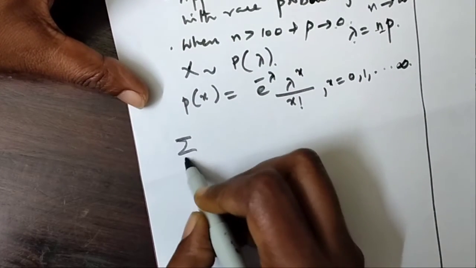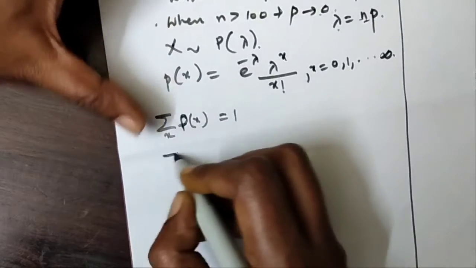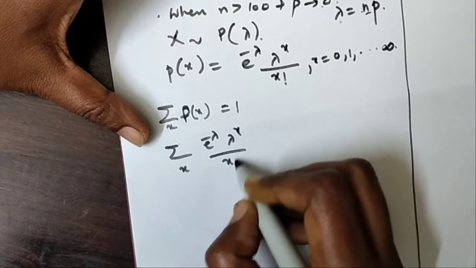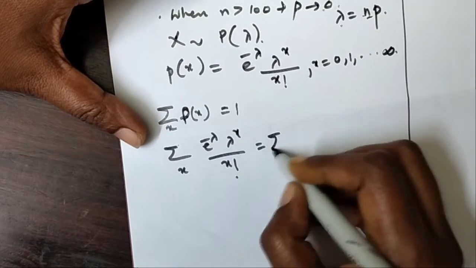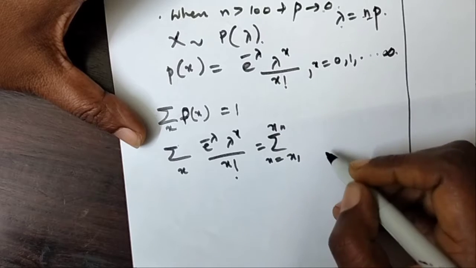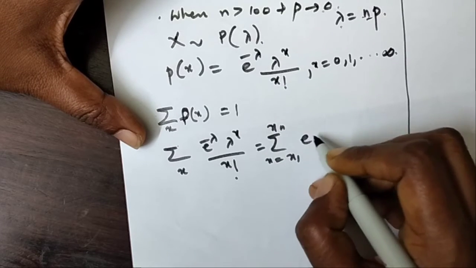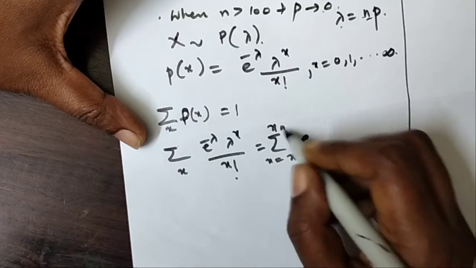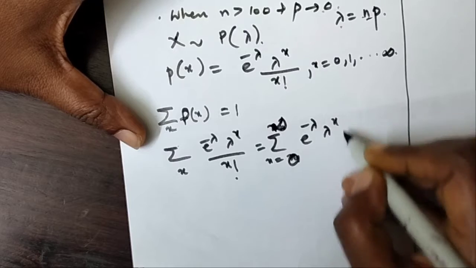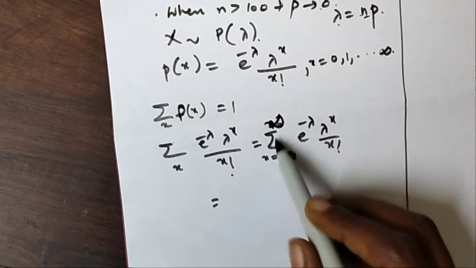For that, sigma over x of f of x, or p of x, should be 1. So what is sigma over x of e raised to minus lambda, lambda raised to x by x factorial? It is the sum over x equal to x1, x2, etc., xn, that is 0 to infinity, of e raised to minus lambda, lambda raised to x by x factorial. This is the variation for x.